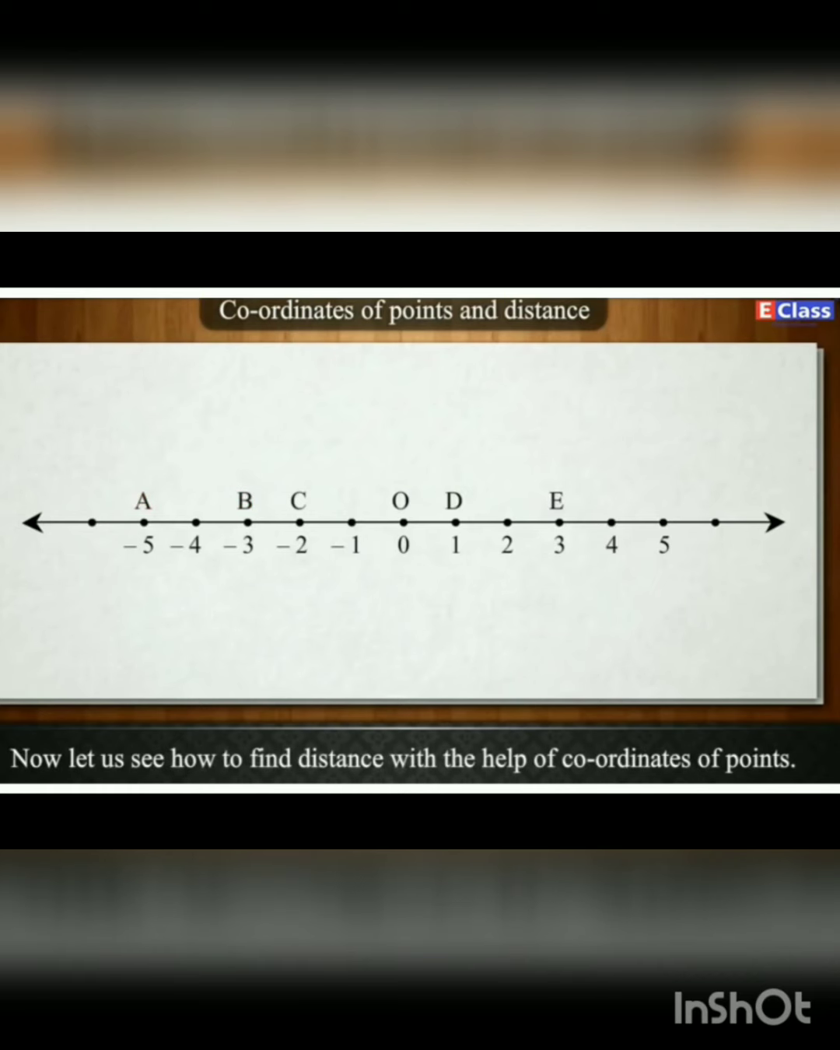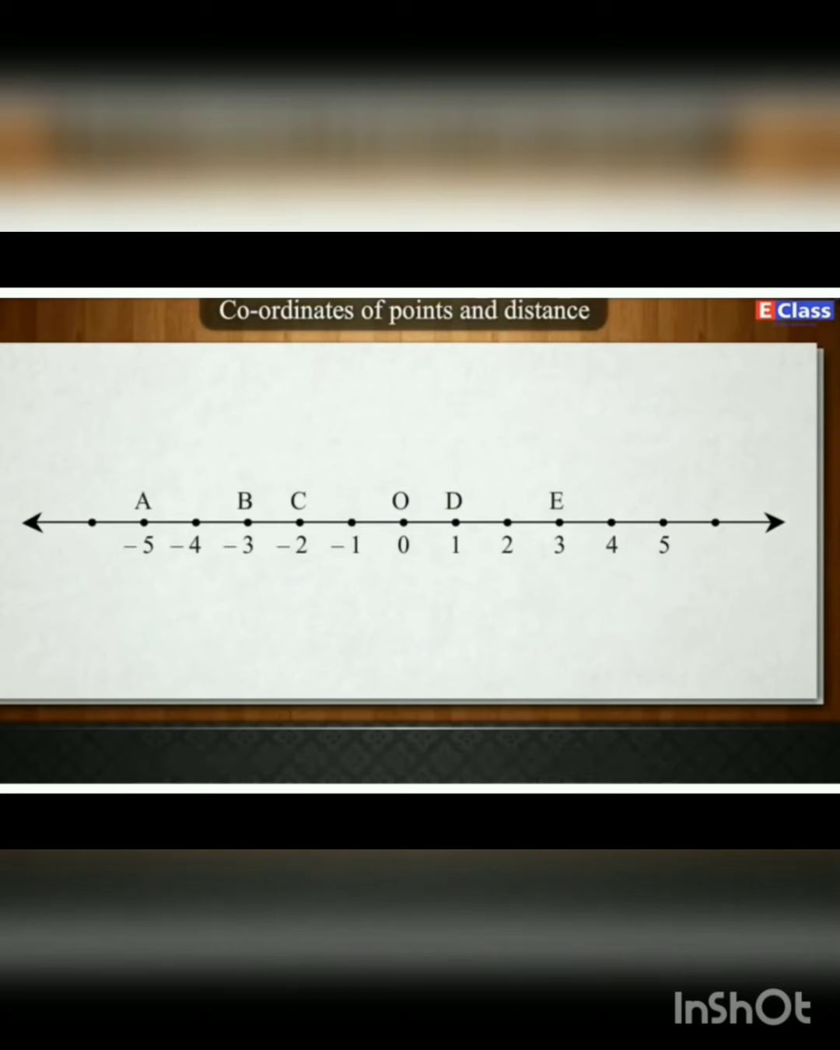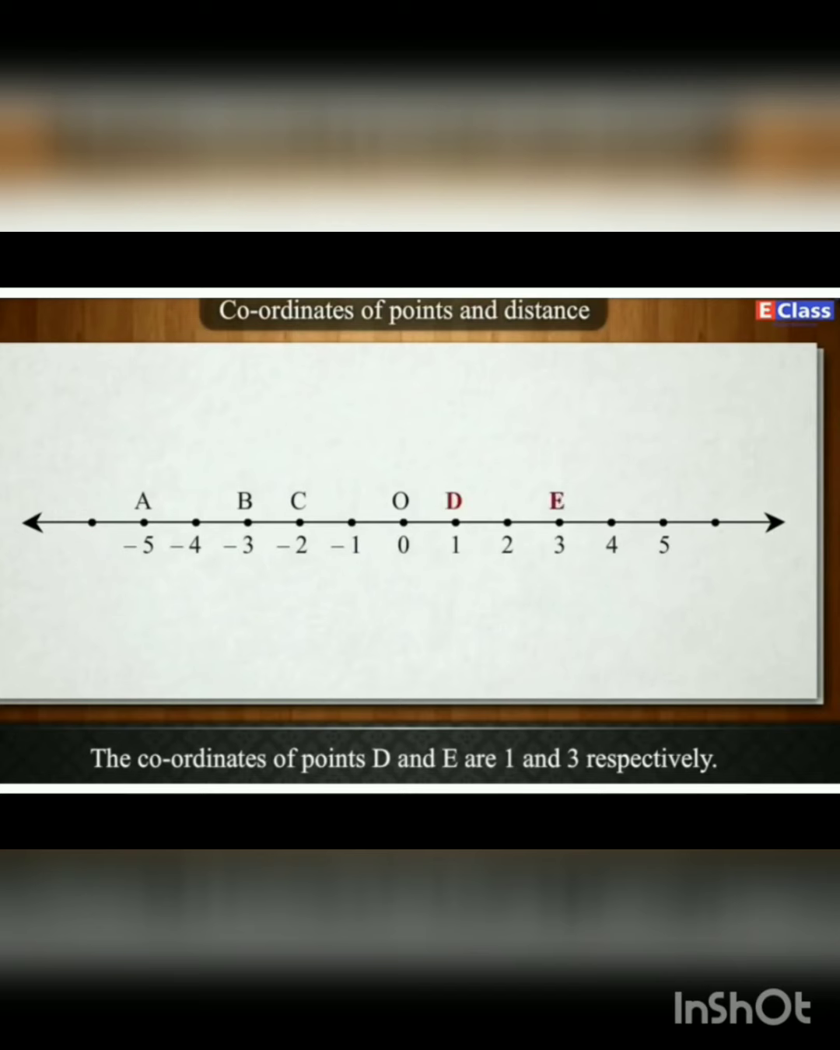Now, let us see how to find distance with the help of coordinates of points. To find the distance between 2 points, consider their coordinates and subtract the smaller coordinate from the larger. The coordinates of points D and E are 1 and 3 respectively. We know that 3 is greater than 1. Therefore, the distance between points E and D is equal to 3 minus 1, which is equal to 2.